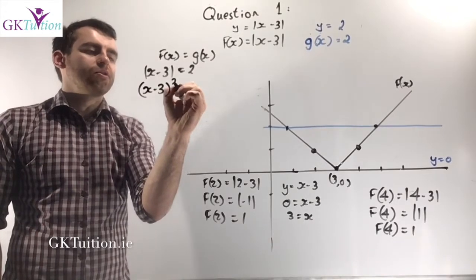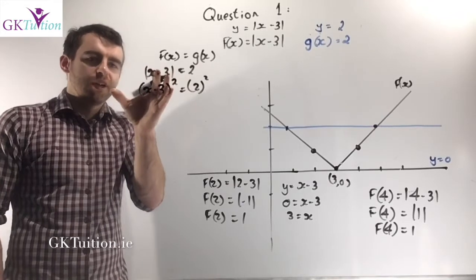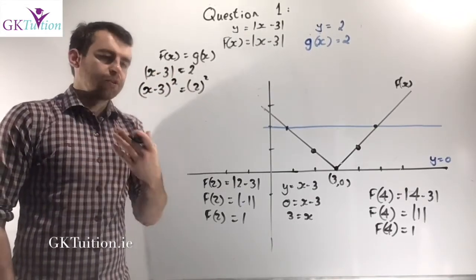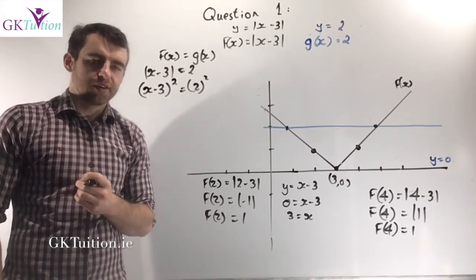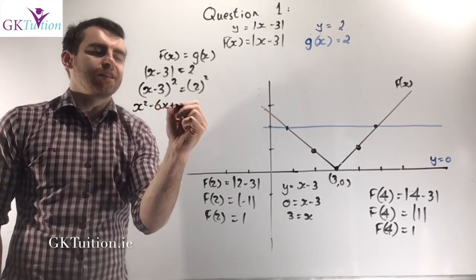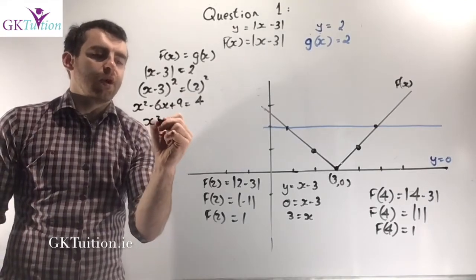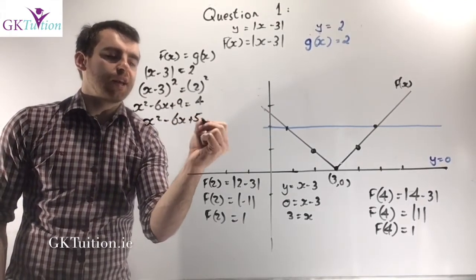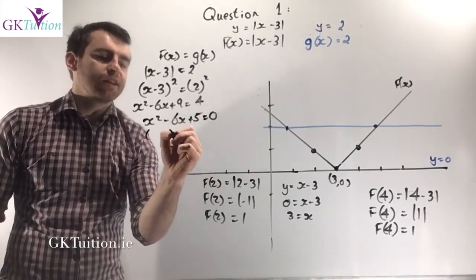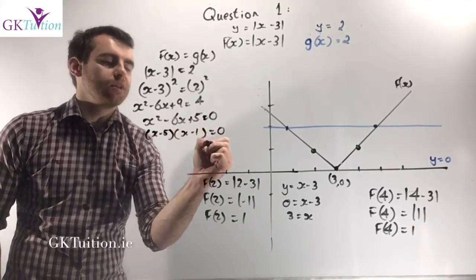I can say that (x minus 3) squared is equal to 2 squared. In order to eliminate the modulus, I've squared it, because if you square it, it's definitely positive. But if you square the left-hand side, you also need to square the right-hand side. If you multiply x minus 3 by x minus 3, you'll get x squared minus 6x plus 9 equals 4. Clearly I have a quadratic equation here, so I would subtract 4 from both sides and I get x squared minus 6x plus 5 equals 0. If I factorize this, the factors of this quadratic are (x minus 5) times (x minus 1).